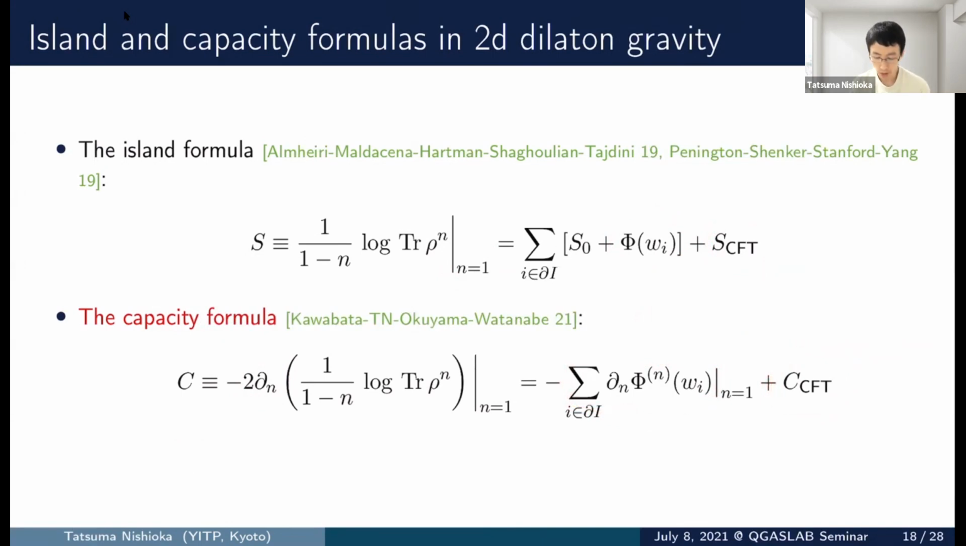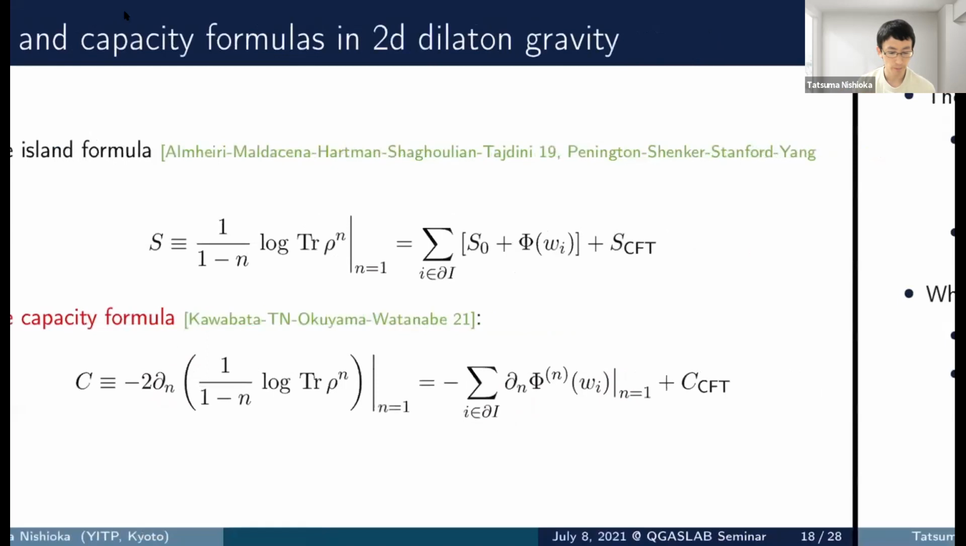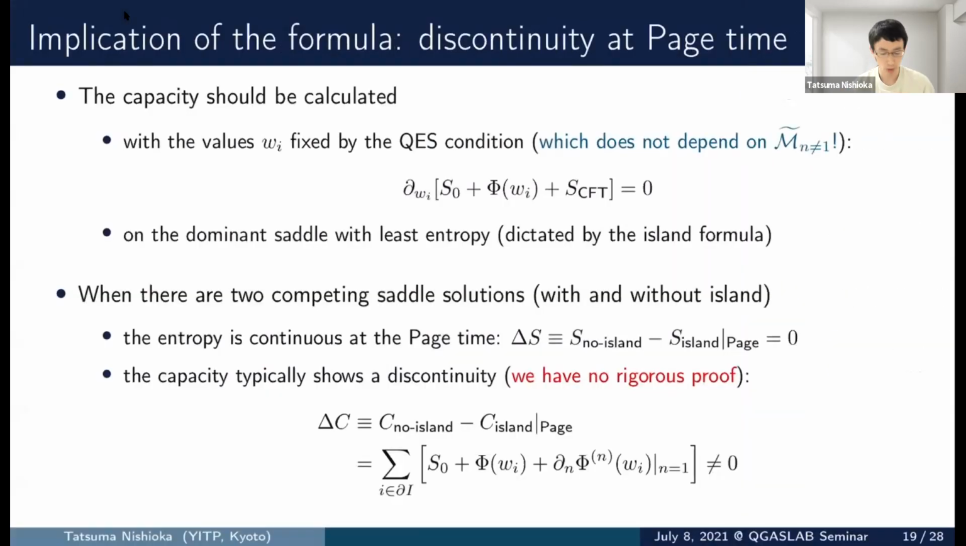This is the formula. Compared to the island formula, the capacity is more complicated in the sense that it involves the derivative of the dilaton with respect to the replica parameter n. In the island formula, there is no n dependence and everything can be calculated without knowing the replica geometry explicitly. But the capacity formula includes the derivative of the dilaton with respect to n. So you have to know the replica geometry with n not equal to 1 to calculate this. Even though we take the n goes to 1 limit, this is a huge difference. But we can get some implications from this formula.